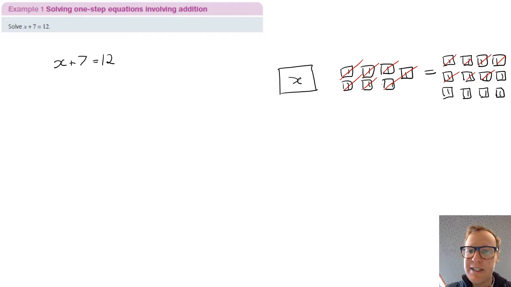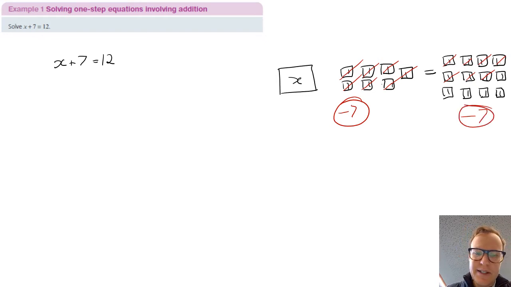So what have I actually done? Well, I've taken away 7 from this side, and I've taken away 7 from this side. In the equation, I've got x plus 7, so taking away 7 is the inverse operation, the opposite of adding 7. I'm going to show off to the side that I'm taking away 7 from both sides. I'm left with x equals 5. I took away 7 from the x plus 7, just left with x. I took away 7 from the 12, and I get 5.